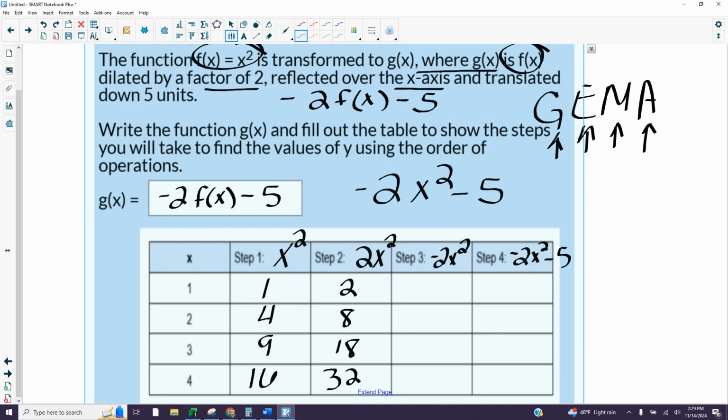The third step would be to multiply all of those by the negative. So negative 1 times 2 would be negative 2. Negative 1 times 8, negative 8. Negative 18, and negative 32. And then the final step is to subtract 5 from those numbers. So negative 2 minus 5 is negative 7. Negative 8 minus 5 is negative 13. Negative 18 minus 5 is negative 23. And negative 32 minus 5 is negative 37.